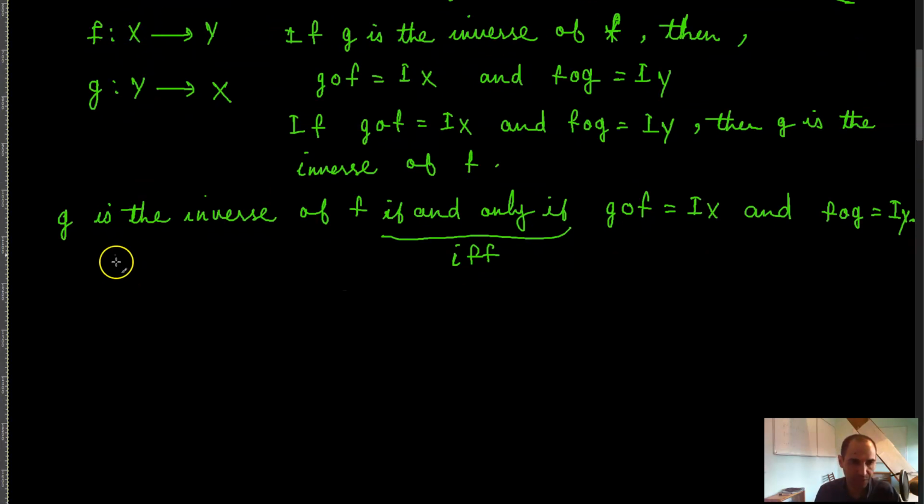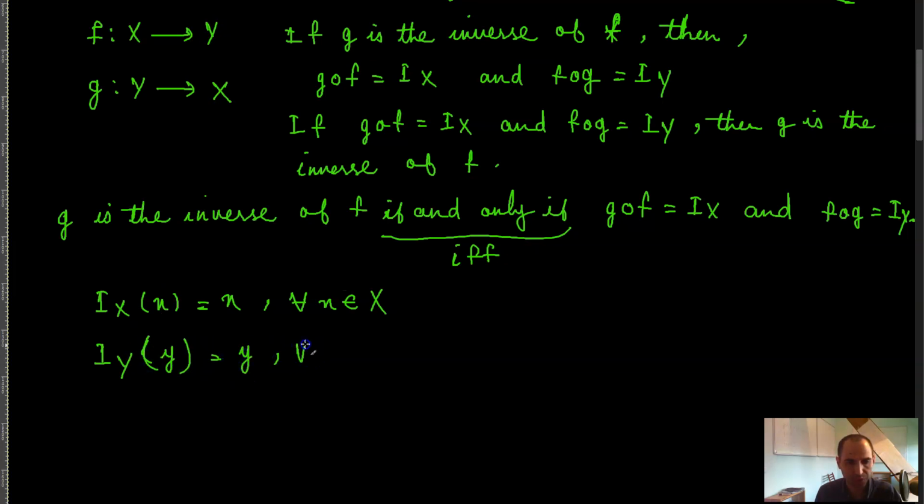And if I assume that the members of X can be represented by lowercase x, then that means that I of X is equal to x for all x belonging to X. And when I write I of Y, what I mean is the identity function on this set Y, which is the codomain of f. And if the members of Y are lowercase y, I can say I of Y is equal to y for all y belonging to Y.